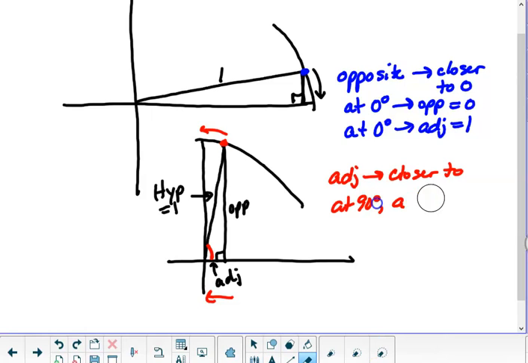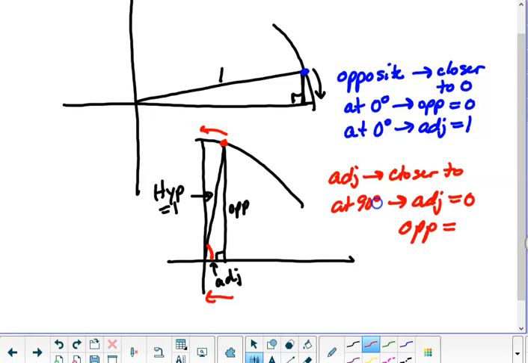So at 90 degrees, let me do it kind of the same way I did before. At 90 degrees, the adjacent side equals 0, and the opposite side is equal to the hypotenuse, which is 1. So the opposite side is going to be straight up. So that tells me that cosine of 90 is 0 and sine of 90 is 1. So that's another way of looking at it.